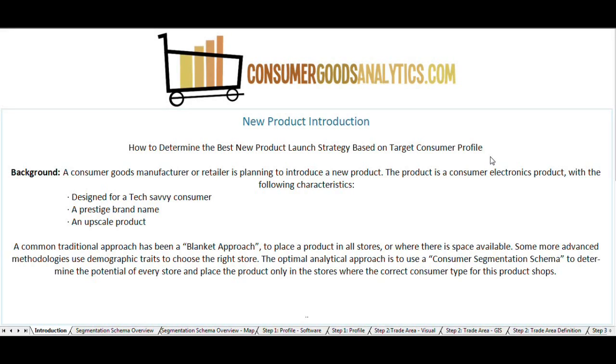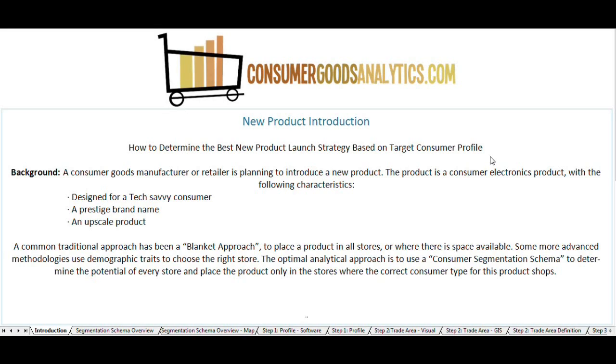So how to determine the best new product launch strategy based on a target consumer profile. We'll start with some background: we have a consumer goods manufacturer or retailer who's planning to launch a new consumer electronics product. The product has the following characteristics. It's designed for a tech-savvy consumer. It's a prestige brand name, and it's also an upscale product that's a little bit more expensive than similar products out in the marketplace.